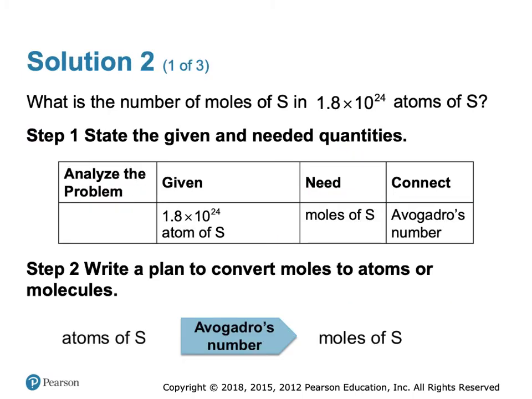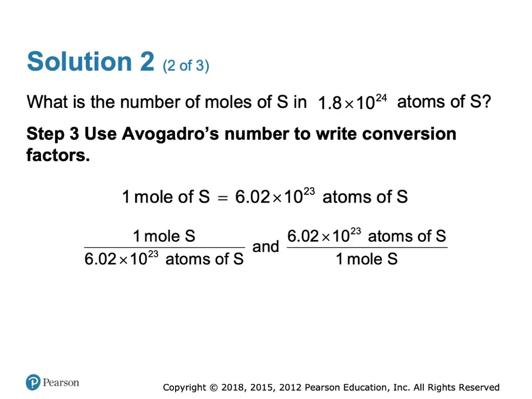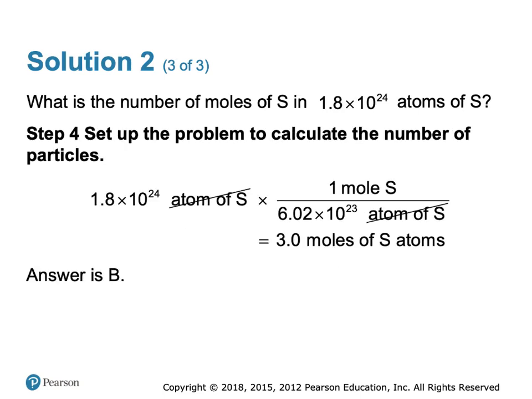So again, this is just showing you how you set up the calculation, our conversion factors, and then we cancel and we get 3 moles of sulfur. Again, two significant figures because there were two significant figures in our given quantity.